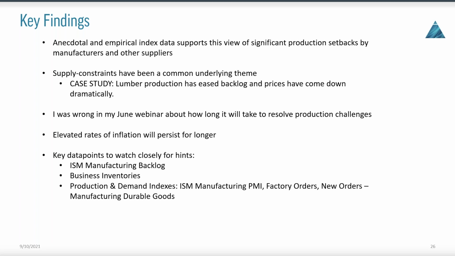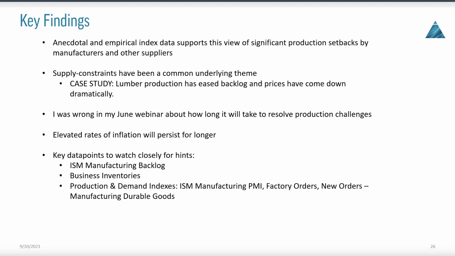to come back up. I was wrong in the June webinar as to how long this is going to take. I think it's going to take much longer. It could persist well into 2022. So maybe we're going to see several quarters more of a CPI reading in excess of 5%. But I would keep an eye on that backlog. If that backlog does come down, we will see that CPI come down. But if backlog remains elevated, then we're going to see that CPI number stay high.